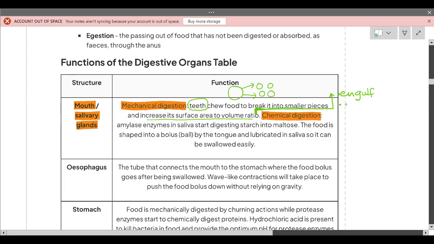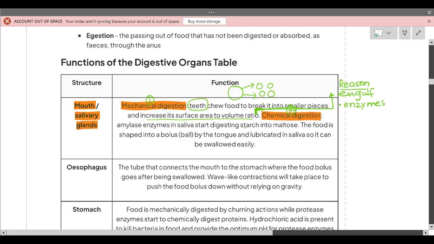Later we want different enzymes to work on the food, and in order to make this possible, we need to increase the surface area, because with a smaller surface area, enzymes would not be able to work, right? So these are the reasons why our body does mechanical digestion first. Followed by that, in the mouth, not only mechanical digestion takes place; the second type, chemical digestion, also takes place here.